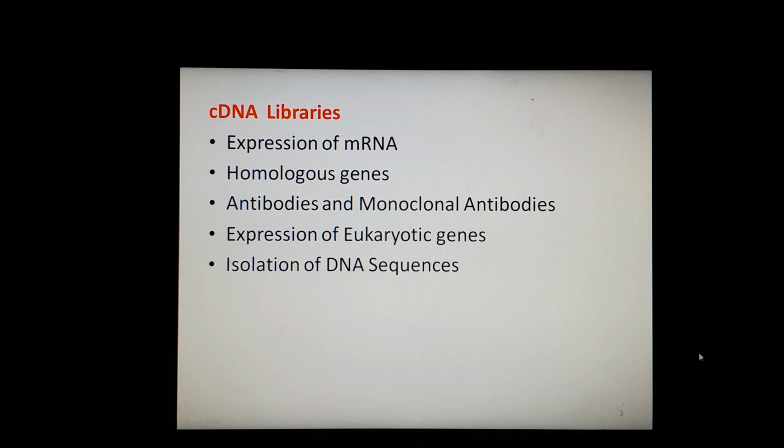Moreover, another application we discuss is that they are also useful in reverse genetics, where additional genomic information is of less use. And they are also important because they can be readily expressed in prokaryotic organisms. So these were the applications of the genomic DNA libraries and the complementary DNA libraries.